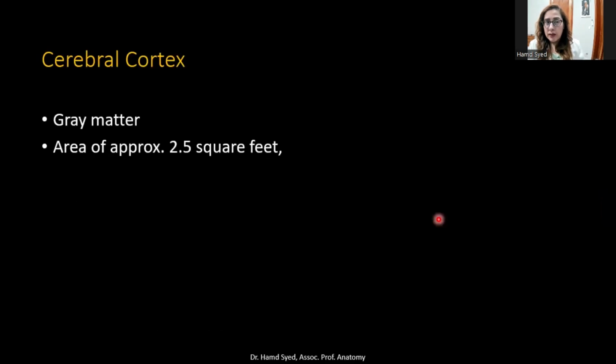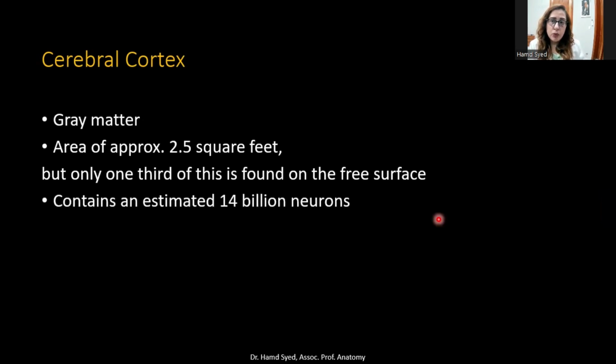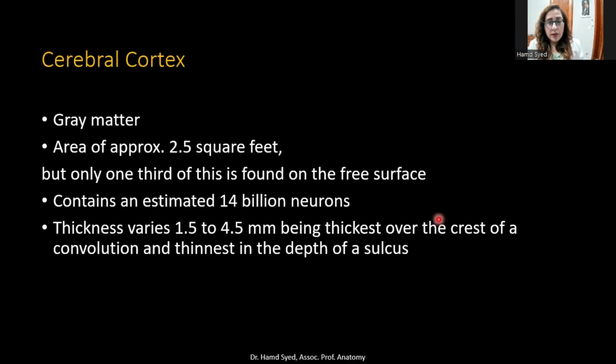Now, we know that the cerebral cortex is gray matter. Its area is about 2.5 square feet. And remember, only 1/3 of this is found on the free surface, which means the rest of it is present within the troughs or the grooves, also known as the sulci. And the number of neurons in the cerebral cortex is about 14 billion. The thickness of the cerebral cortex varies from 1.5 to 4.5 millimeters. The thickest is over the crest of a convolution, whereas the thinnest is within the depth of a sulcus.